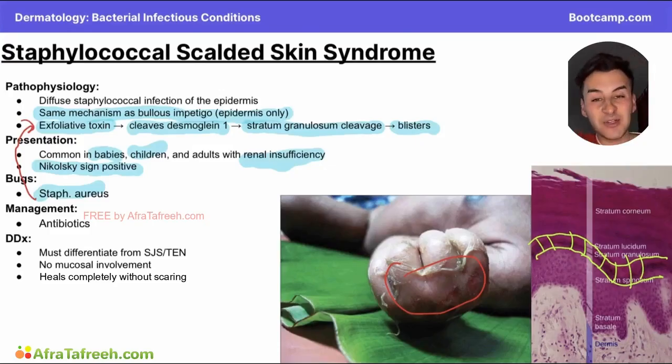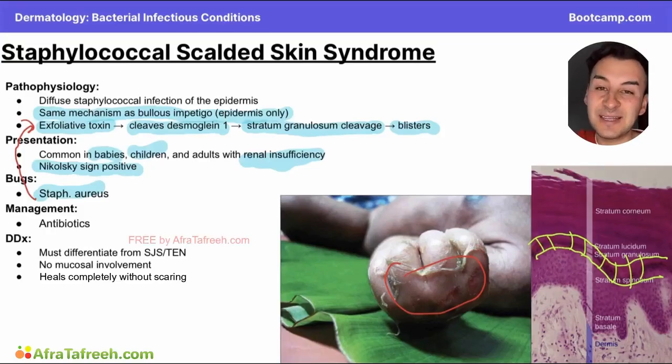Now, in terms of history, Stevens-Johnson syndrome is usually going to be associated with the commencement of a new drug, whereas this staphylococcal scalded skin syndrome is going to be due to an infection with Staph aureus. Additionally, Staph aureus mediated staphylococcal scalded skin syndrome is not going to have any oral involvement. So if you ask this patient to open their mouth and you look inside, there's going to be no blisters. They're going to have a normal looking oral exam.